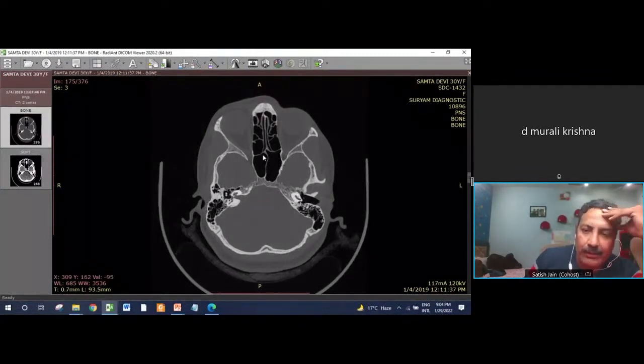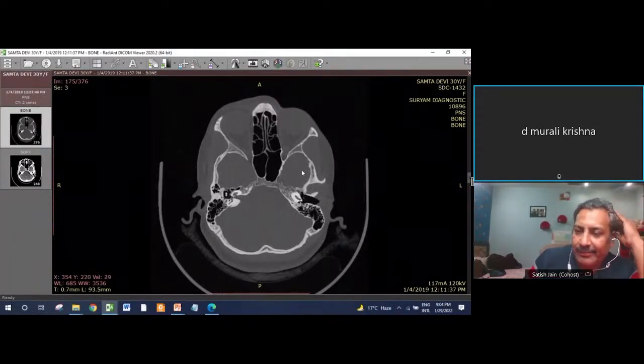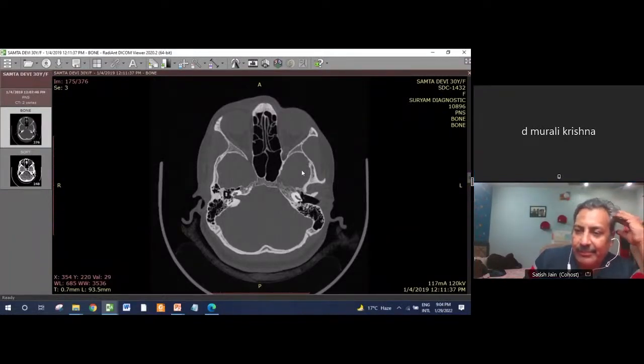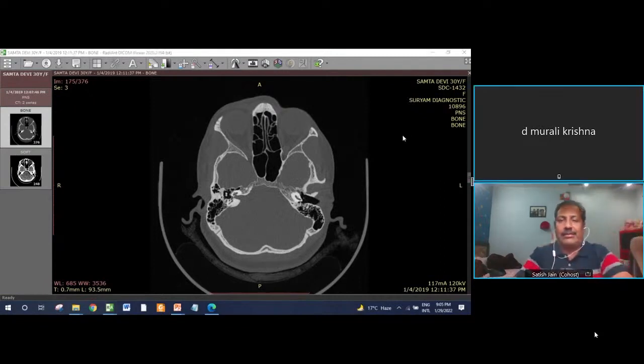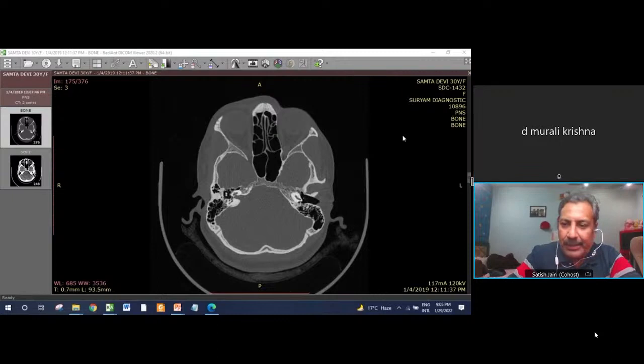The superior one is the optic nerve, and the inferior one will be the superior orbital fissure. And they are separated by the optic strut.